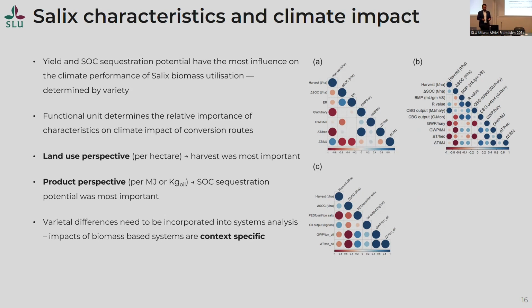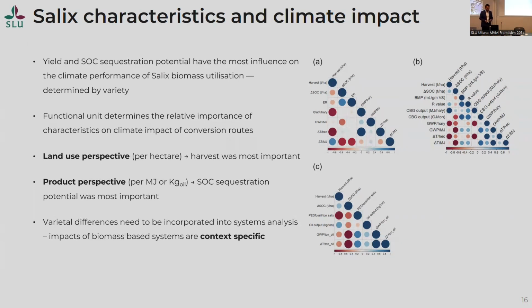And with that, I would like to say that in most biomass comparison systems, the variety effects are not taken into account. There are many studies which look at Salix, but Salix as a whole. It does not specify what type of Salix we are talking about. But as we can see from the study, choosing a variety has a really large effect on the overall climate impact, which needs to be taken into account in systems analysis. Because biomass is very context specific. It depends on what variety we use, which land we are growing it on, and what the climate is.